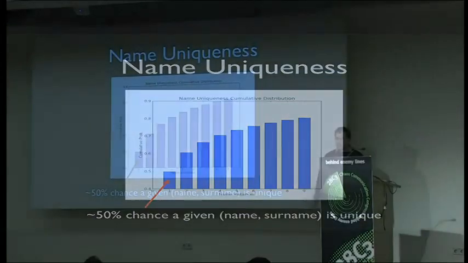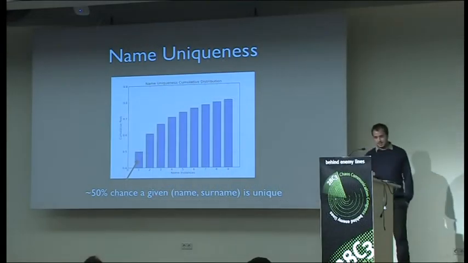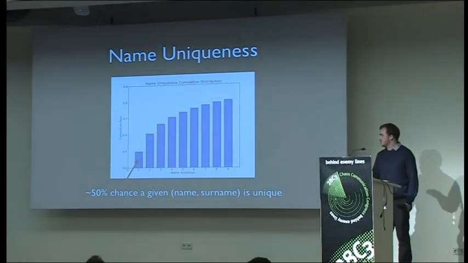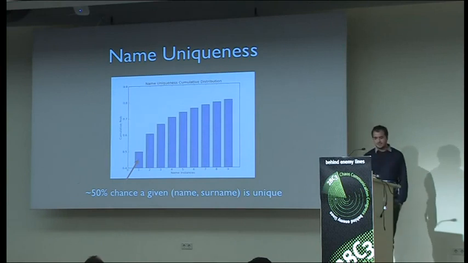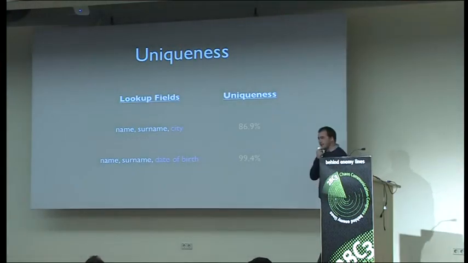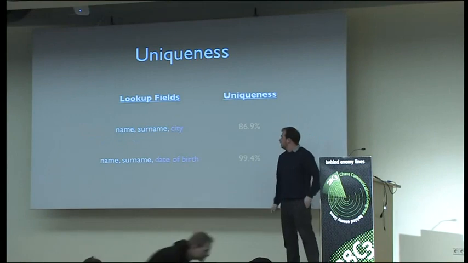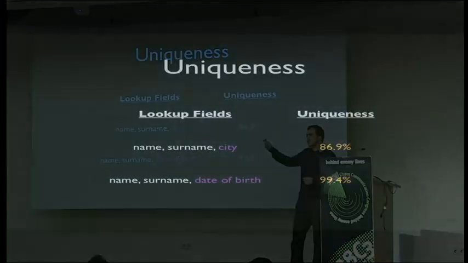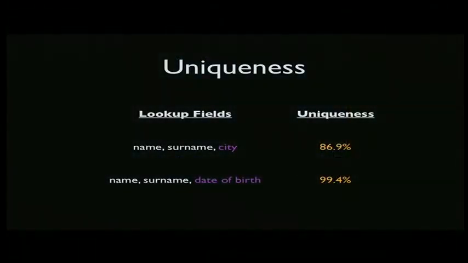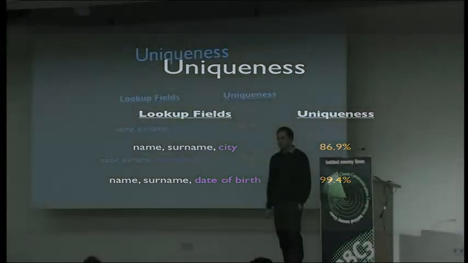So that's what the uniqueness distribution looks like. Now, obviously, like I said, people share names, and we can always look up people by other fields. So if we, for example, take a person's name and surname and then look him up against his city, we have an 87% chance of finding one single record. That goes up to almost 100% once you look up a person by his name and his date of birth.